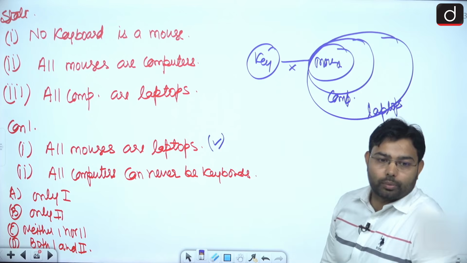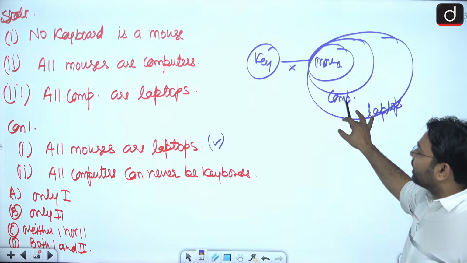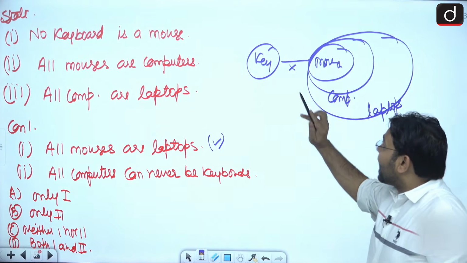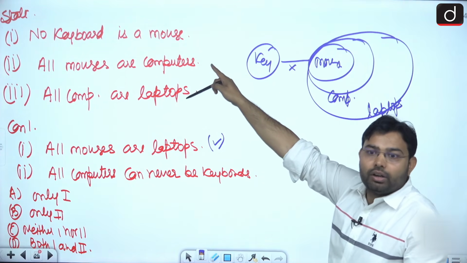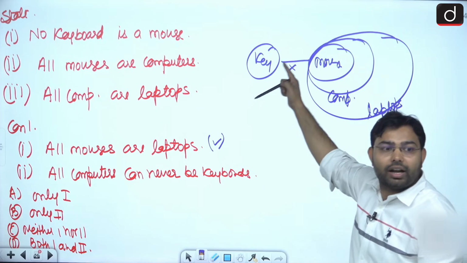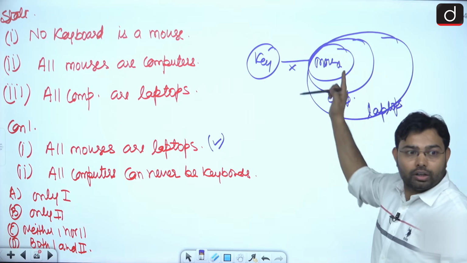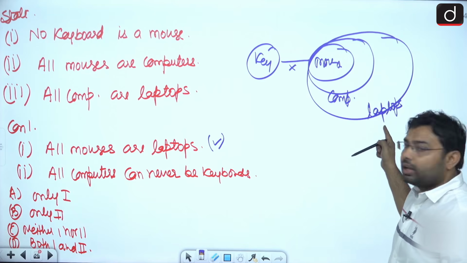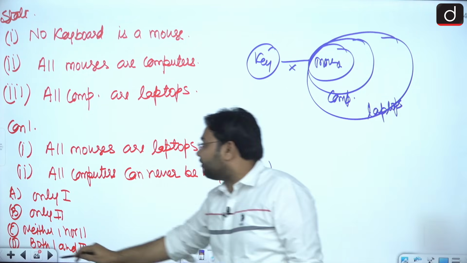Now the second one: all computers, this is the part of computer, can never be keyboard. You have a relation between keyboard and mouse from the first statement. No relation is given between keyboard and computer, no relation given between keyboard and laptop. So we are not sure about this. So only one is the answer.